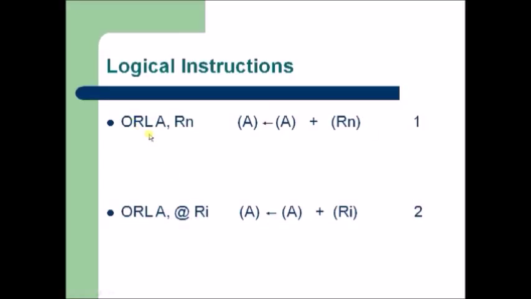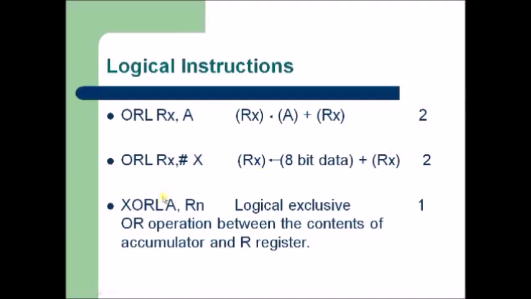Now ORL is an OR logical operation which is similar to AND, okay, but it performs a plus operation. Okay, now we have XOR operation. XRL A comma Rn, which is nothing but it performs XOR operation between A and Rn, and the result is stored in A register.